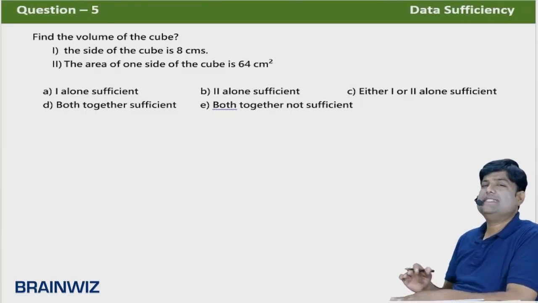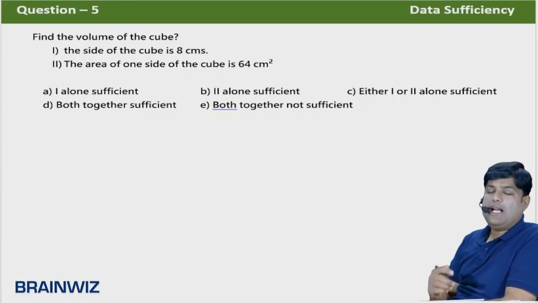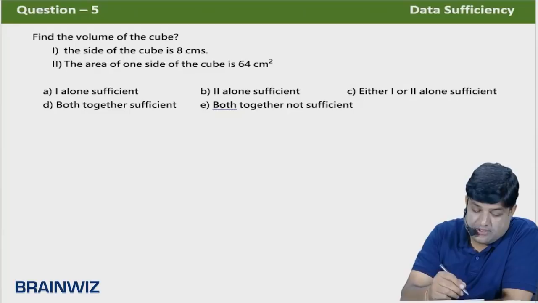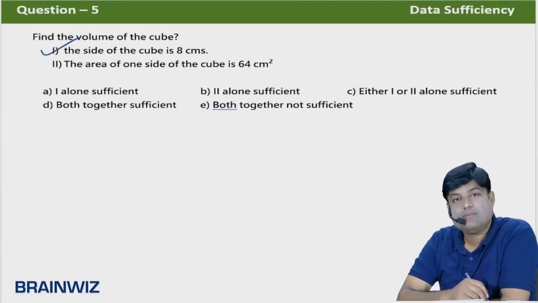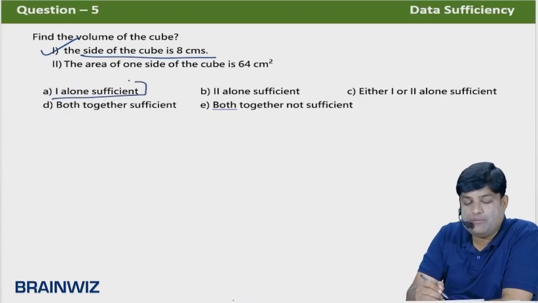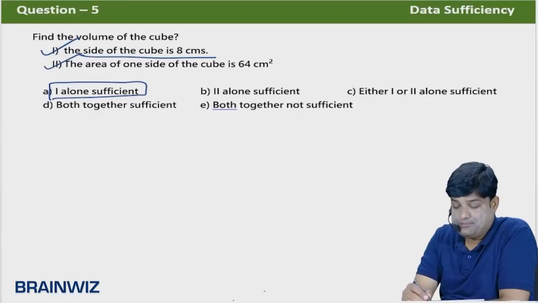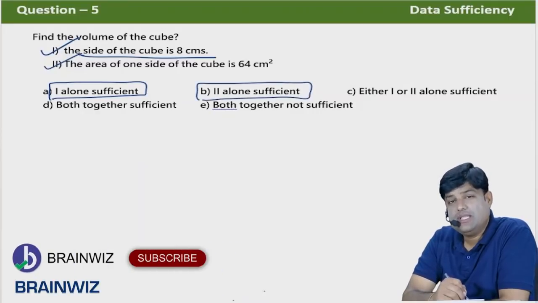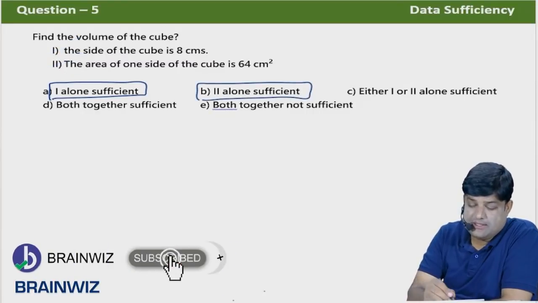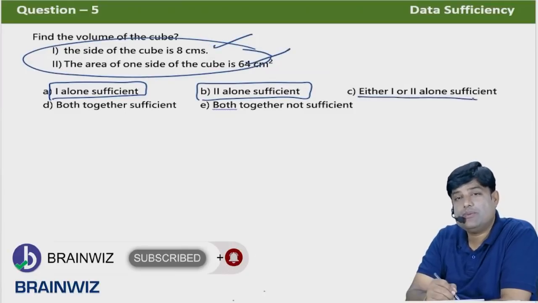Data sufficiency is very simple. Data sufficient or not? If you can answer with statement 1 alone, then you say answer 1 alone is sufficient. Then you think that no sir, I can answer with 2 also, so 2 alone is sufficient. If you think that you are able to answer with either one, statement 1 is also okay, 2 is also okay, then your answer is either 1 or 2.